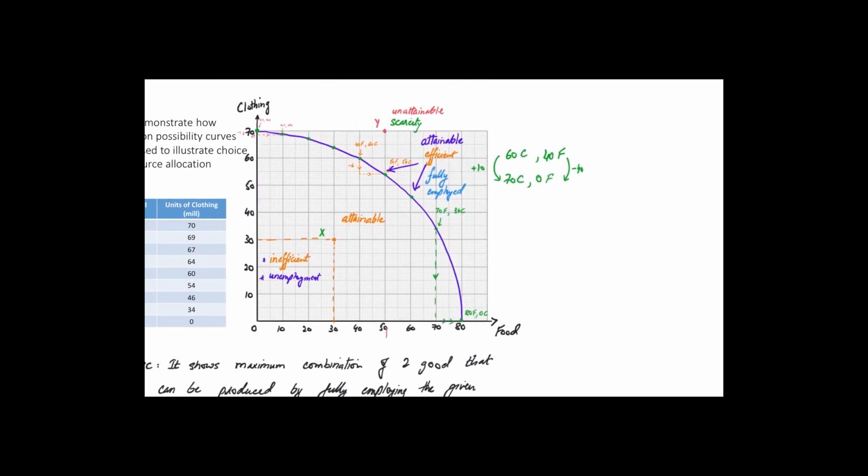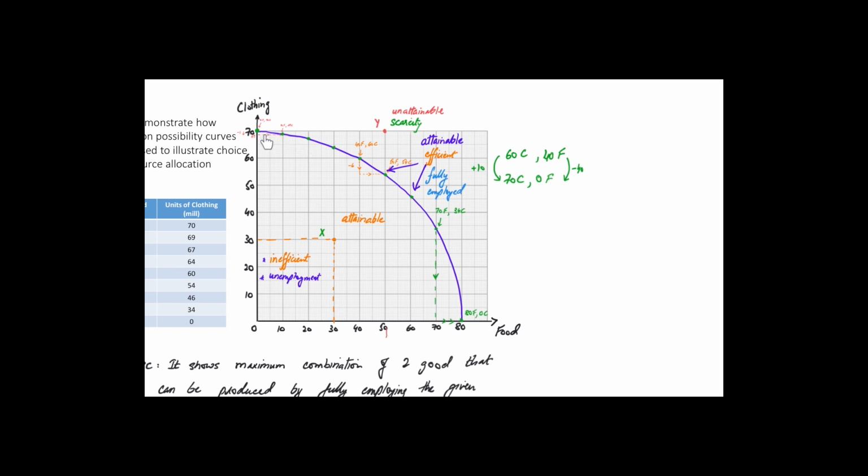This is, in its entirety, the production possibility curve model, in which you have a PPC which shows maximum combinations that you can produce. They all are fully employed, efficient points. A point inside the curve is attainable, however, it is inefficient and unemployment is happening. A point outside the curve shows unattainable and scarcity.